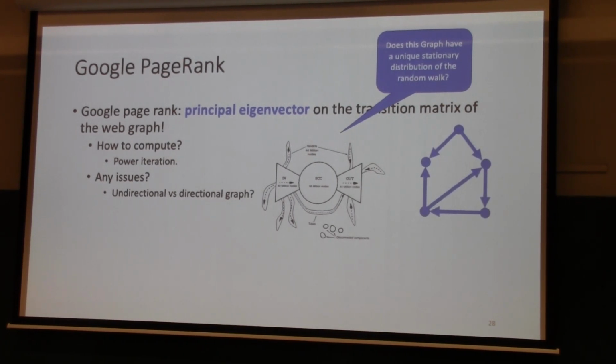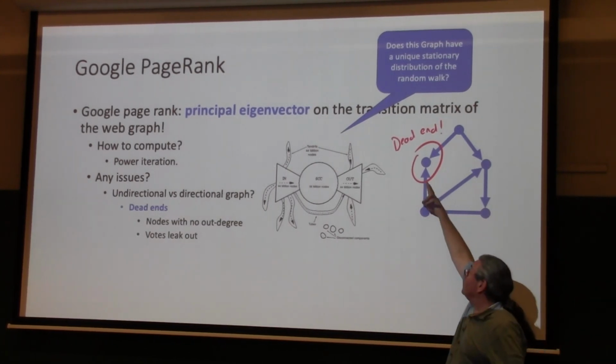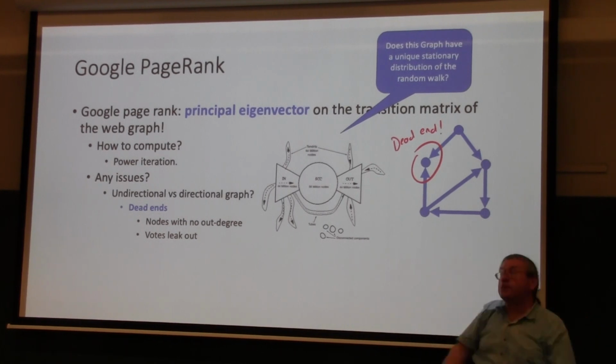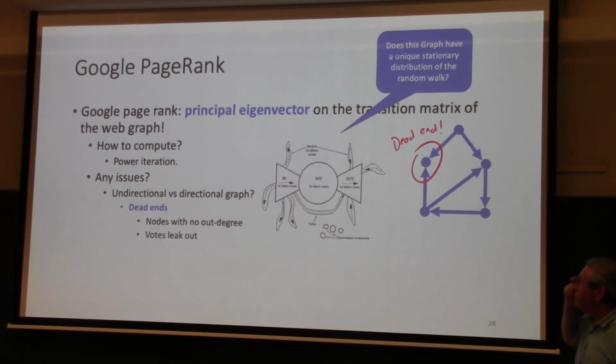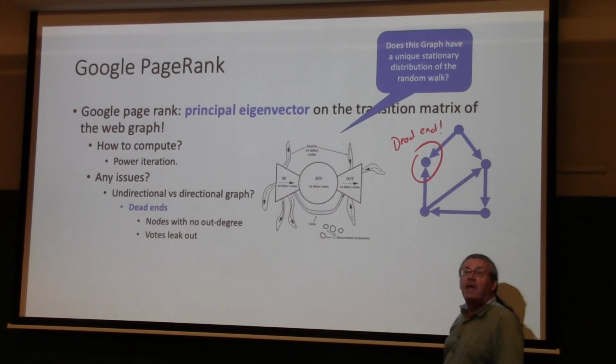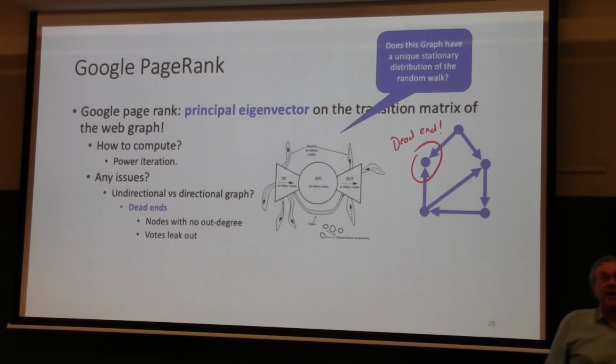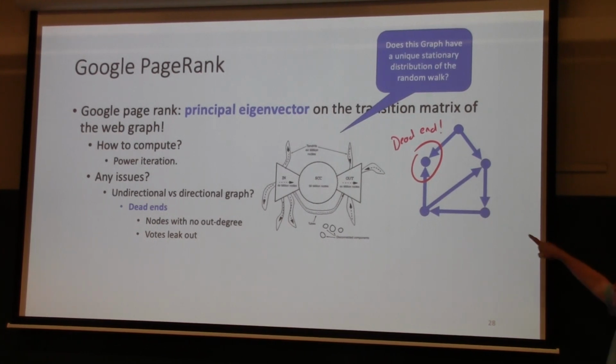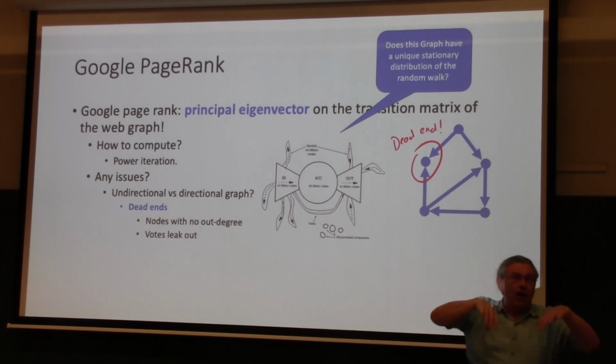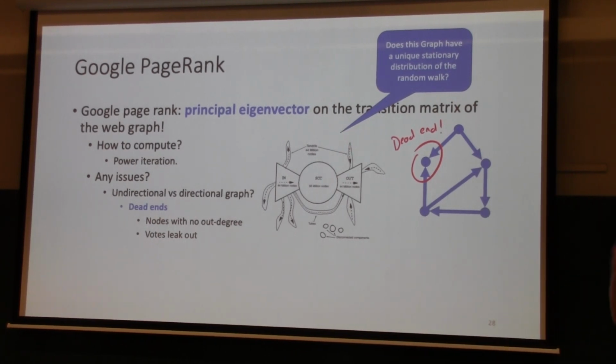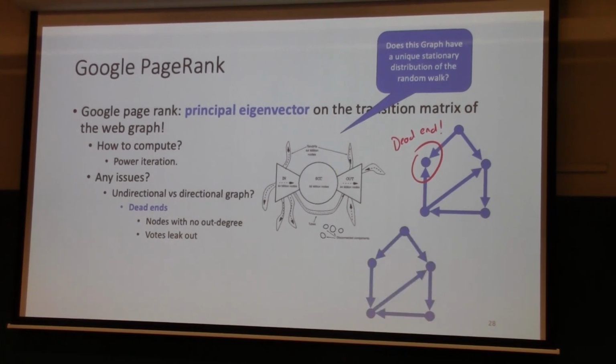So here, for example, there are two problems. The Google people have some very nice terminology for this. Here you have a node which only has inlinks and no outlinks. This one is called a dead end. And we saw it already before the break. You can say the votes leak out. Everything collects there, and they're not circulating anymore. That's one problem.